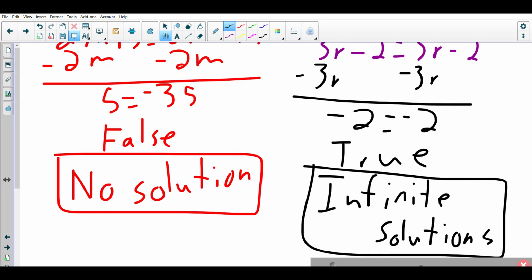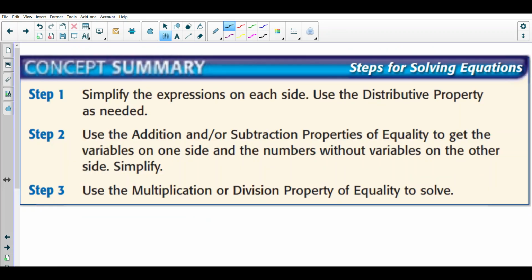So, a summary of solving equations: we always want to simplify first, using the distributive property as we did, then add or subtract to get variables on one side and non-variables on the other side, and then use multiplication or division to simplify and solve for the variable.